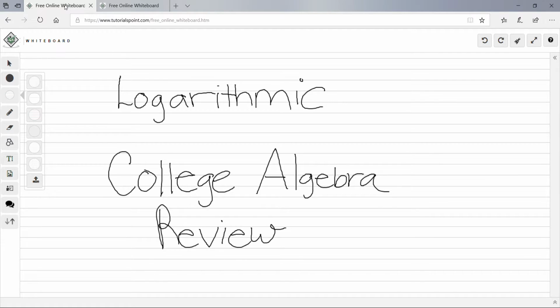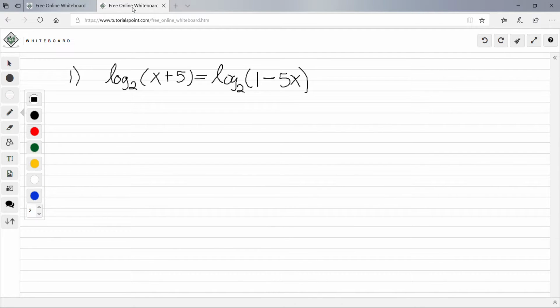Hi, today we're going to learn about logarithms, and this is under college algebra review. The first problem says we are given log base 2 of x plus 5 equals log base 2 of 1 minus 5x. Notice that they have the same base, log base 2.